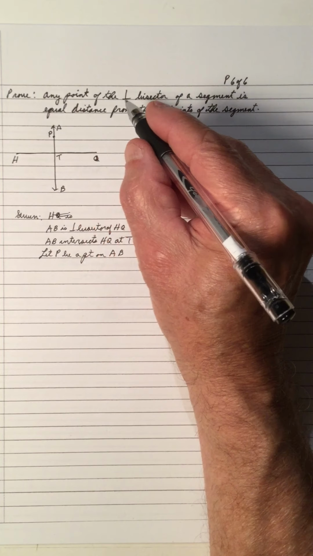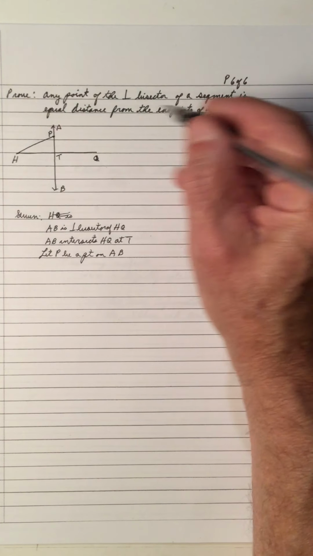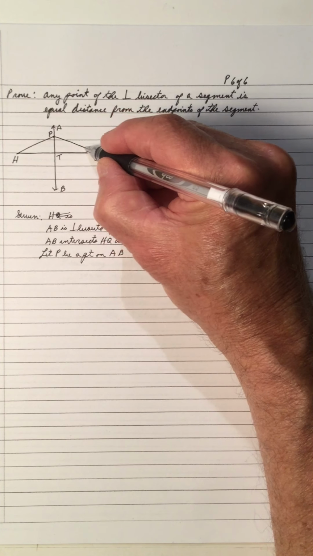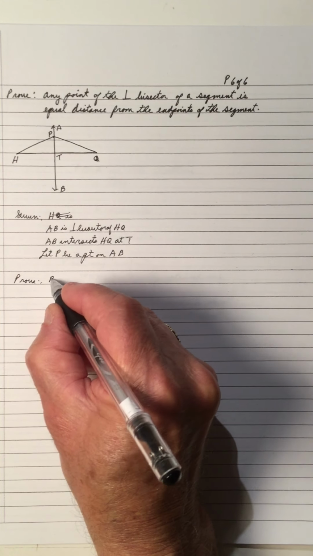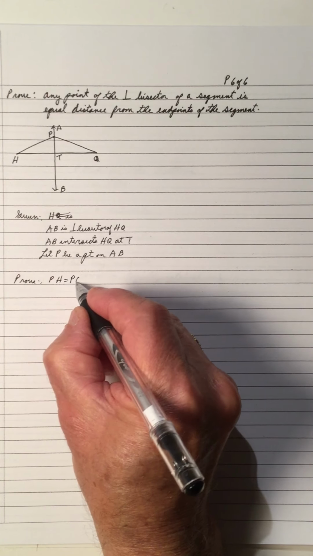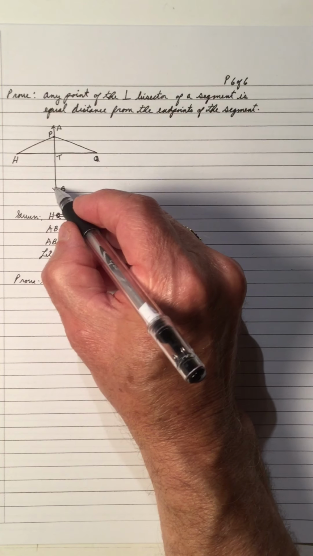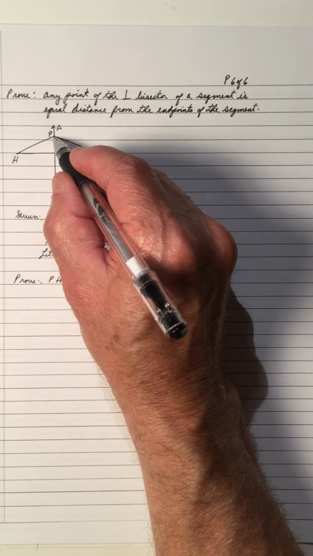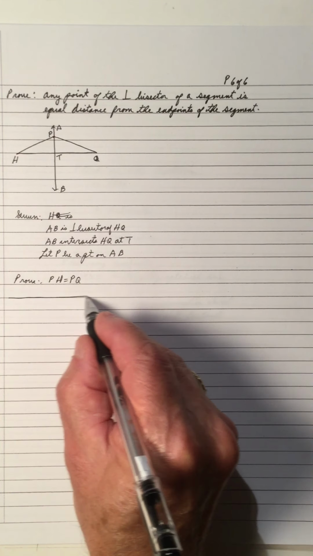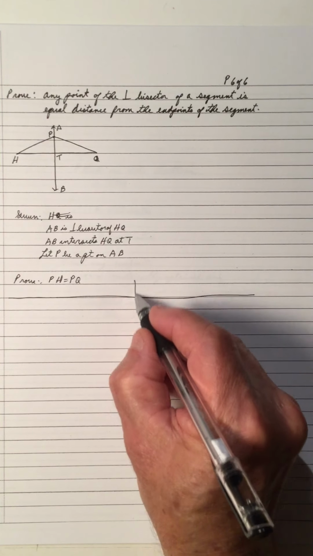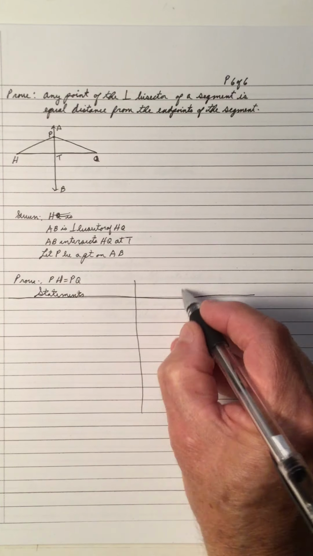Equal distance means I have to join this point to the endpoints of the segment. That means I have to prove that PH is equal to PQ. Any point on the perpendicular bisector is an equal distance from the endpoints. So, how are we going to do the proof? Again, we have to do the columns, statements, and reasons.